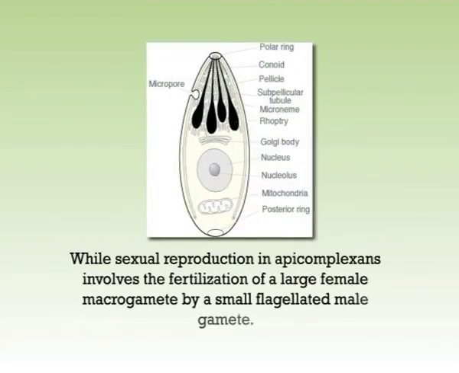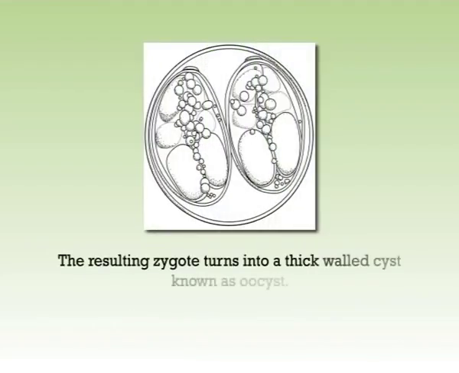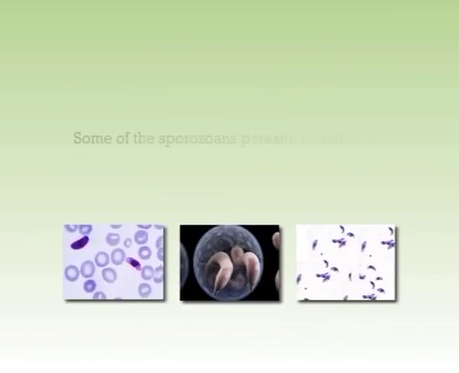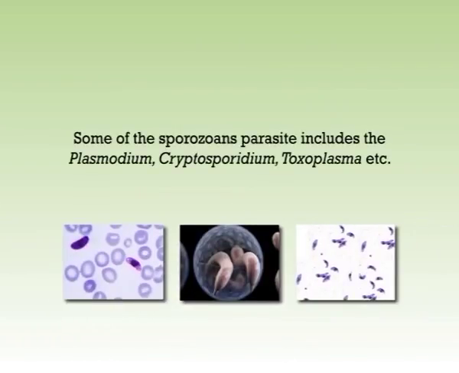While sexual reproduction in apicomplexans involves the fertilization of a large female macrogamete by a small flagellated male gamete, and the resulting zygote turns into a thick-walled cyst that is known as an oocyst. Meiotic division occurs in the oocyst and produces infective haploid spores. Some of the sporozoan parasites include Plasmodium, Cryptosporidium, Toxoplasma, and so on.